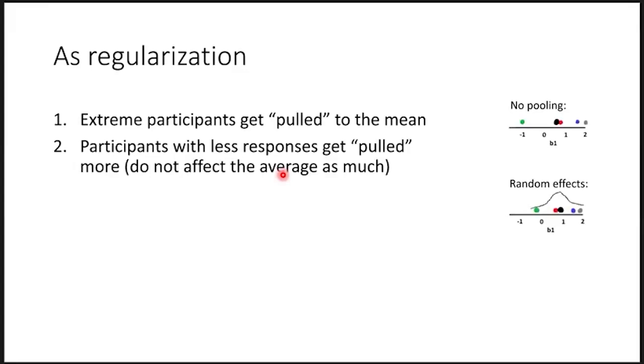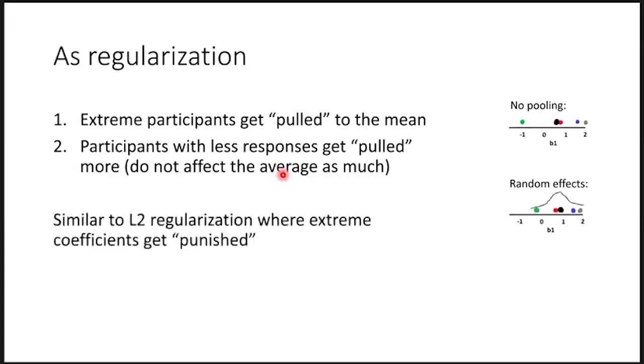So it kind of corrects for these two things, the extreme outlier participants and the participants with a low number of points, okay? And then it's similar to L2 regularization where extreme coefficients get punished. It's kind of similar in that we squeeze everything towards the middle, okay? So that's why you can think of it as a regularized regression, but not punishing the coefficients. Instead, we punish the extreme clusters, okay? So this was the third intro.